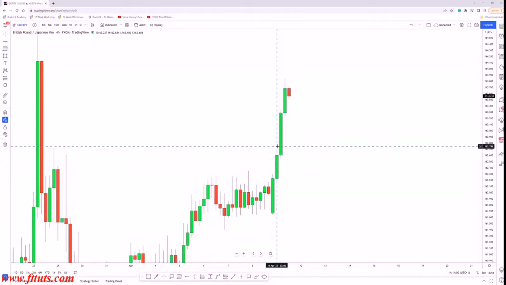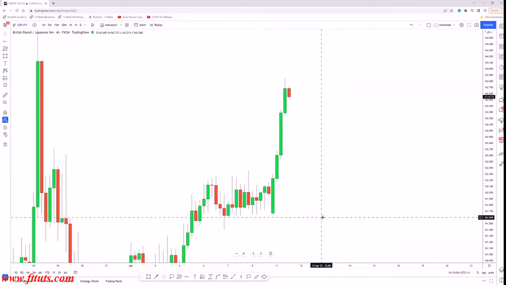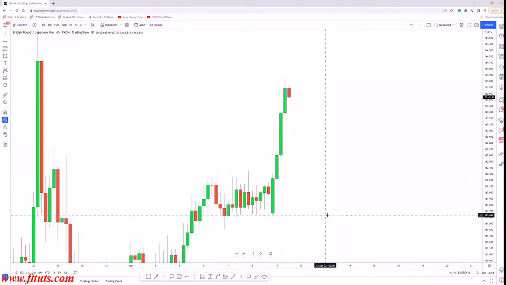Does anybody know why this information is more important than anything else that's happening on the charts right now? Because it's the most recent data. Very good. It's the most current data. Now, what kind of traders are we? Day traders. Very good. Most of us are day traders, intraday traders.